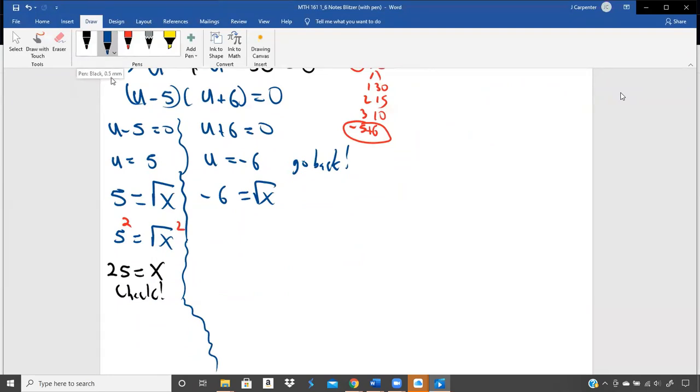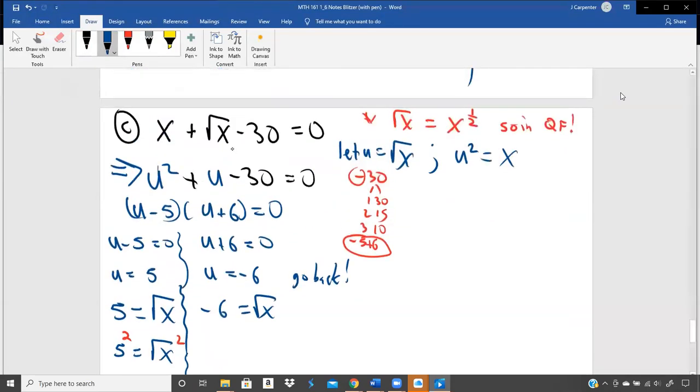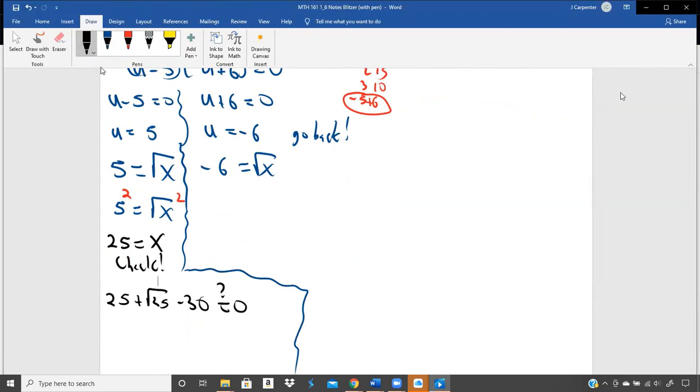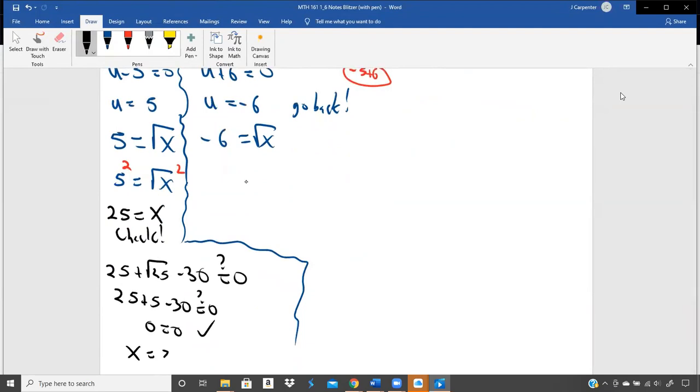To check it, we take the solution and plug it back into the original equation. We plug it in for the x's, so the 25 will go here and here. 25 plus the square root of 25 minus 30, is that 0? The square root of 25 is 5. So 25 plus 5 minus 30, is that 0? Well, yes, it is. So x equals 25 is a solution. Perfect.